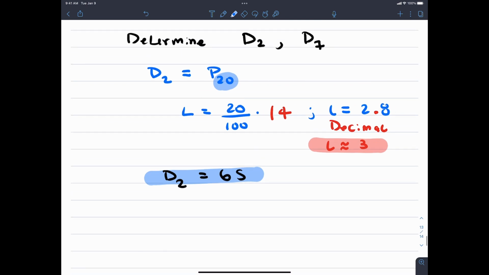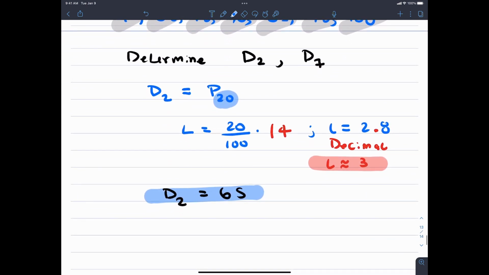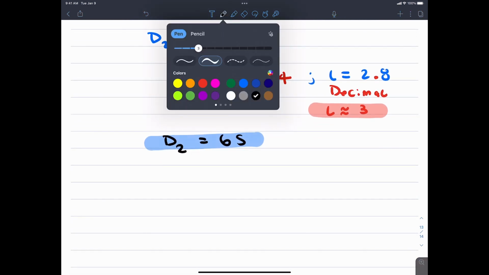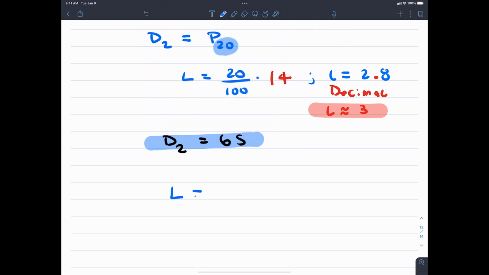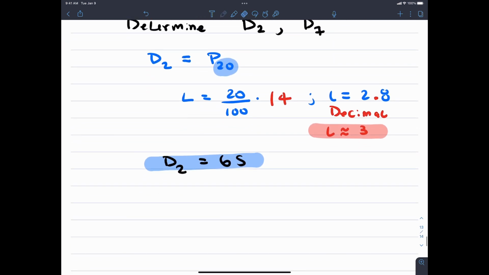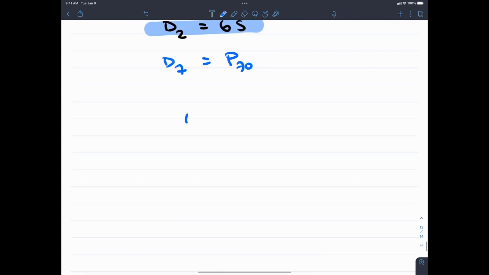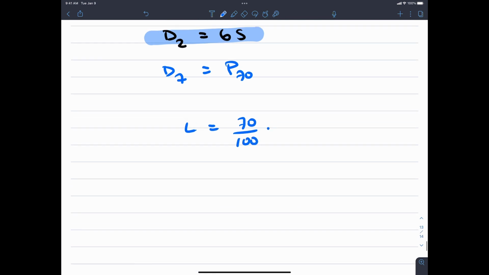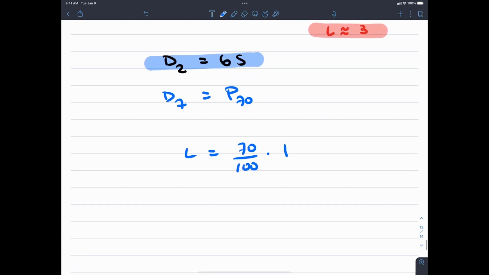In fact, we also have to do D7. So what would you do for D7 now? How do you start again? What's the definition? D7 is P what? P70. Good. We need a locator. 70 over 100 times the sample size. What's the sample size again? 14. We'll see what L is.